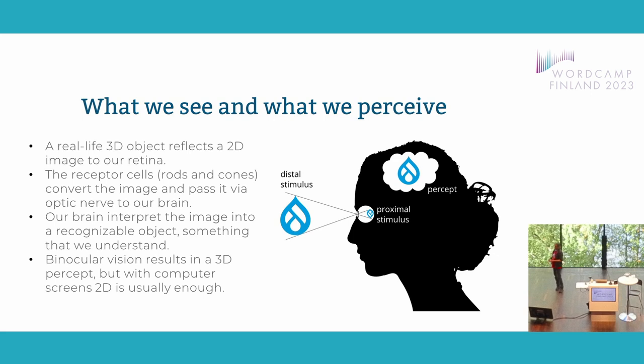And when we understand the world, we start by getting some kind of stimulus from the surrounding world. So we get input from the outside world. That's how we create our internal image of what's happening around us. Real-life surroundings are 3D, but with websites we usually have just 2D. When we look at the computer screen, our eyes receive this digital stimulus from the screen, and it's reflected to our retina, to the cells, and then we receive the proximal stimulus. Then it travels to our brain, into our memory processing, and that's the percept.